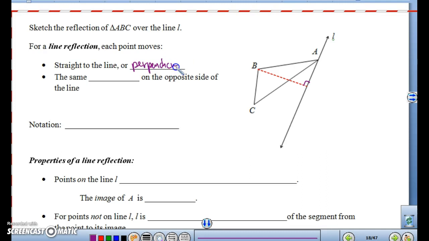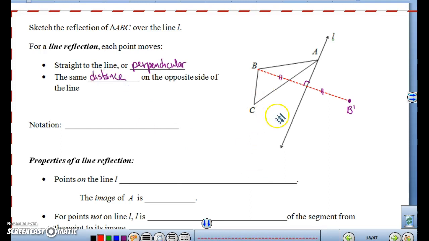Now, since it's going to the line, it's got to also go to the opposite side. So not only does it have to be perpendicular, if it's from B to here, the distance on the opposite side has to be the same. So we just continue the line out the same distance. So B prime would go here, because this distance and this distance on opposite sides of the line should be the same. So it's got to be perpendicular and the same distance on the opposite side of the line. That will be true for all your points.